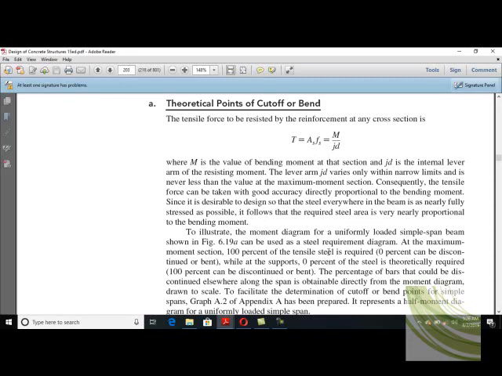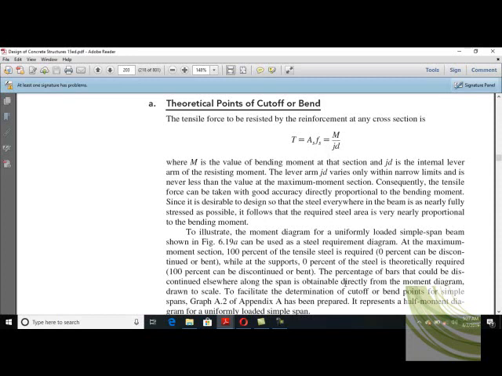In lecture 9, if I want to recap some of the part of that lecture, we did the calculation relating to how we can calculate theoretical cutoff points. Here we are trying to explain that understanding a little bit further, and now we are trying to see how actual cutoff points are achieved. Those discussions were just relating to the theoretical cutoff points.